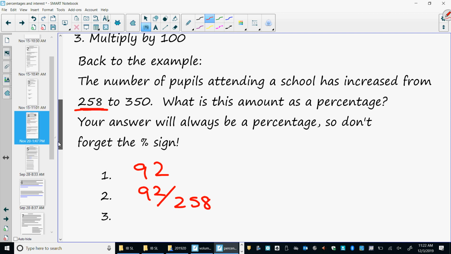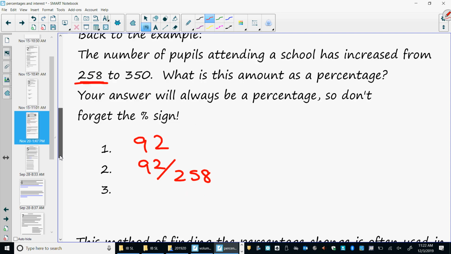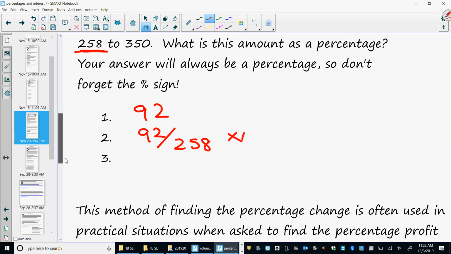And you're then going to multiply that value by 100. Now, you don't have to do this as a separate step. You can just go straight into multiply by 100. So I've combined steps 2 and 3, okay? So I've done 92 divided by 258, which is my original value, and then you multiply that by 100. Now, this is a percentage change, so your answer must have a percent sign. 35.6 recurring percent.